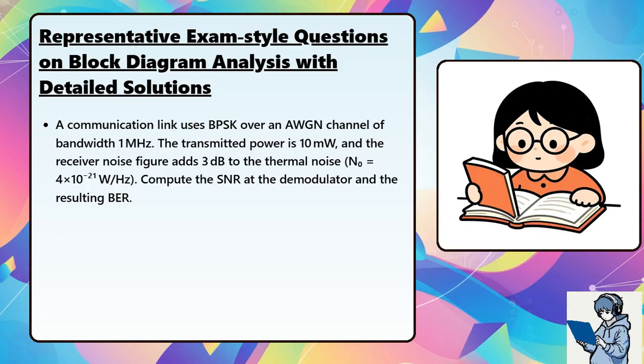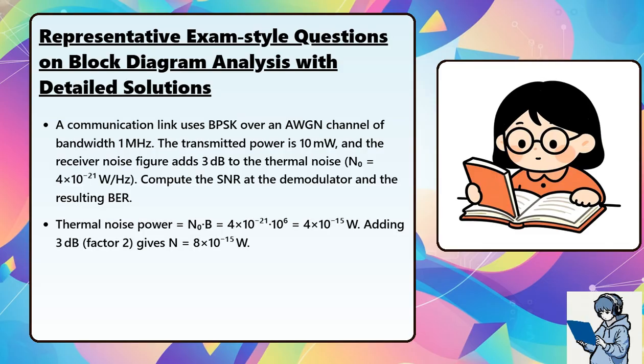A communication link uses binary phase shift keying over an additive white Gaussian noise channel of bandwidth 1 MHz. The transmitted power is 10 milliwatts, and the receiver noise figure adds 3 decibels to the thermal noise, where N0 equals 4 times 10 to the minus 21 watts per hertz. Compute the signal-to-noise ratio at the demodulator and the resulting bit error rate.